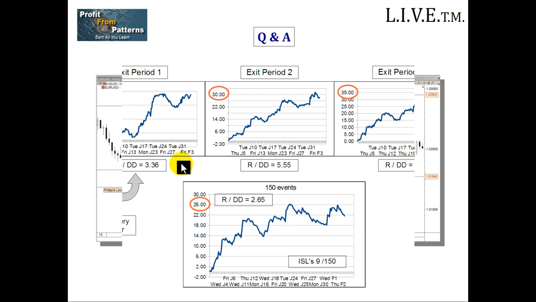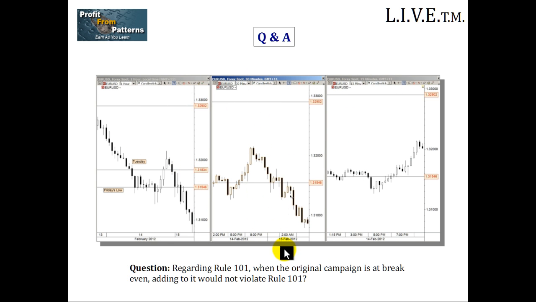Now on to the questions. First question was regarding Rule 101. And Rule 101 simply states that never let a winning campaign turn into a losing one. So the question is, if the original campaign is at break even, would adding to a position violate Rule 101?